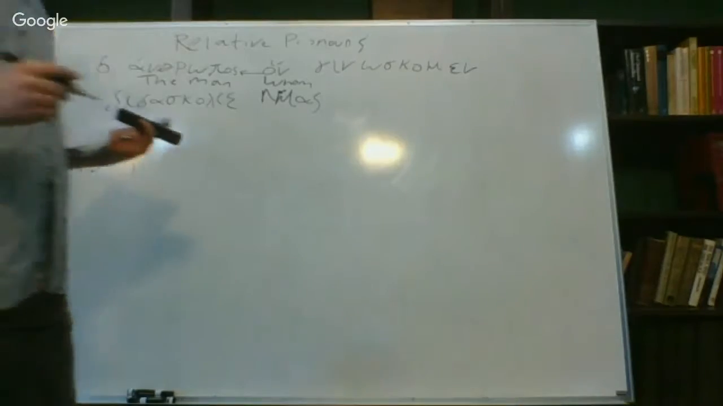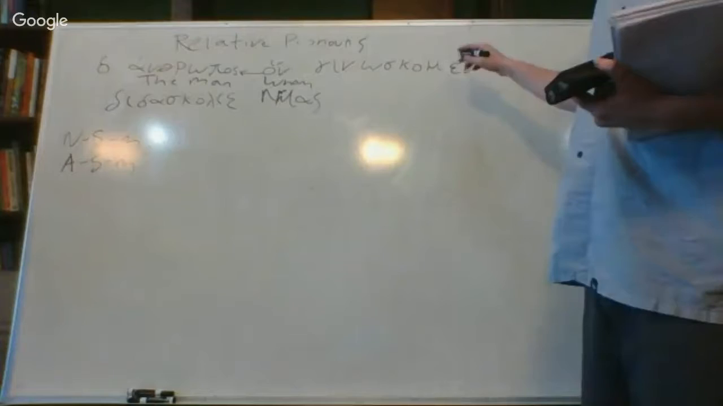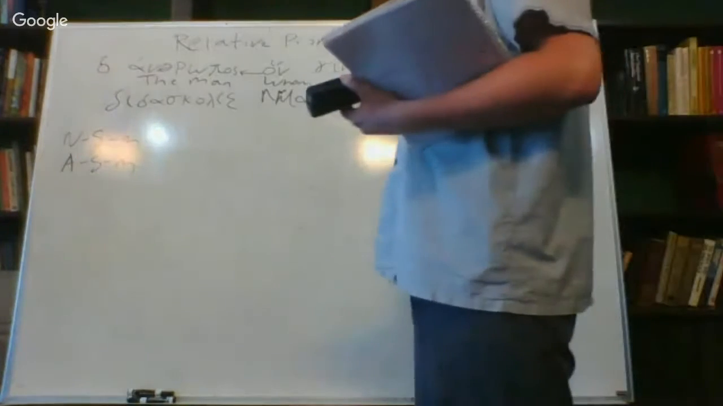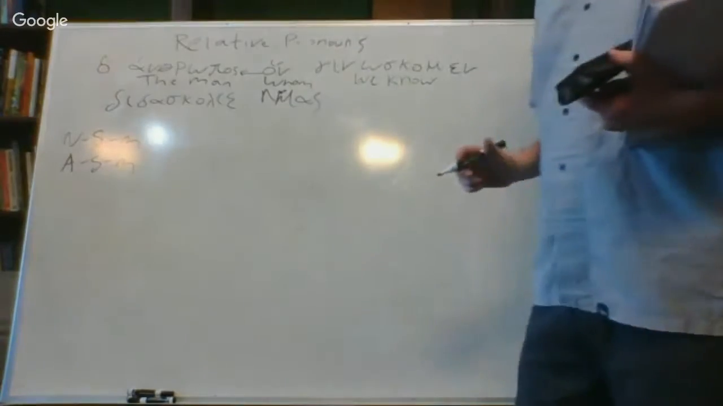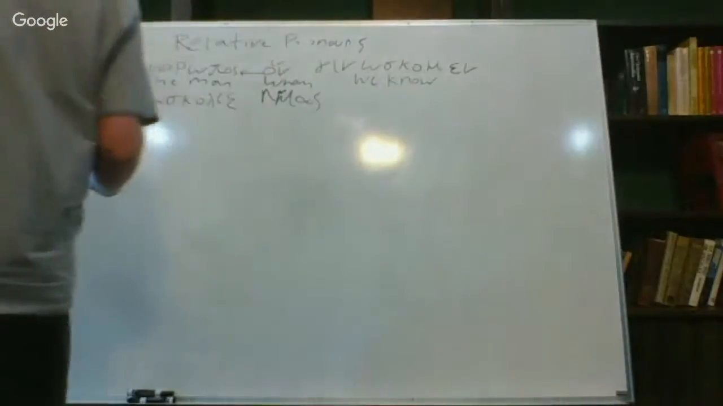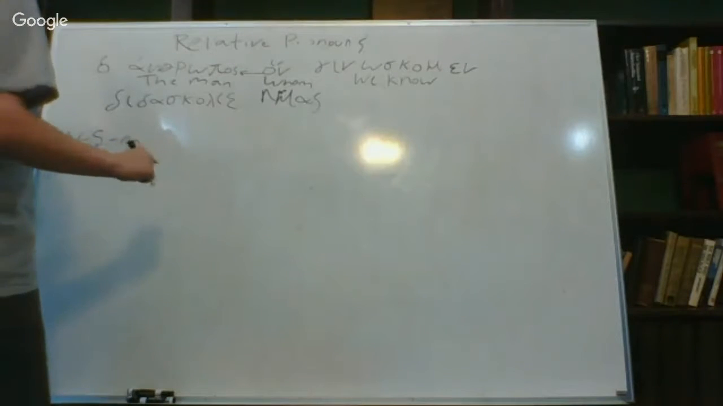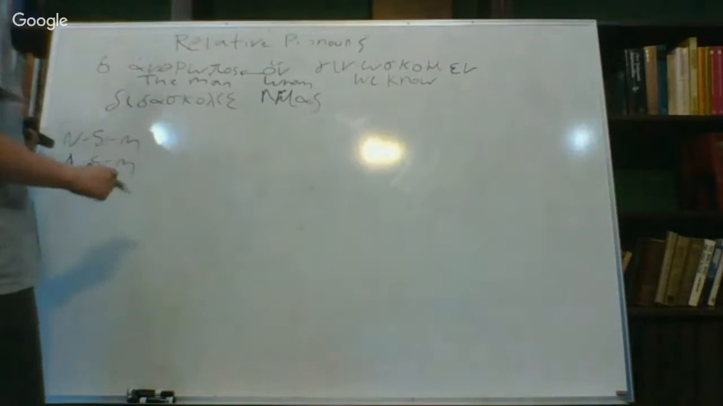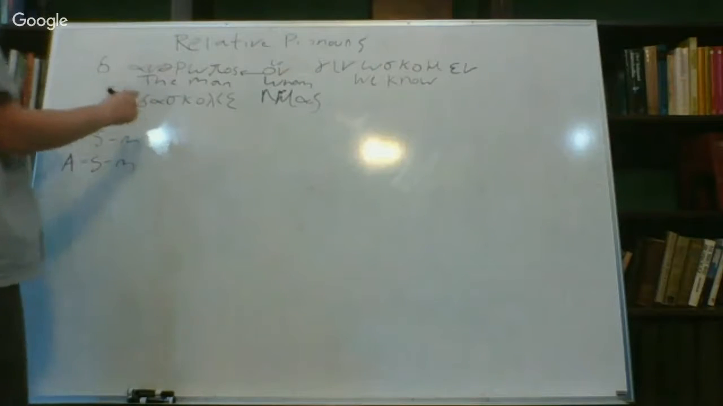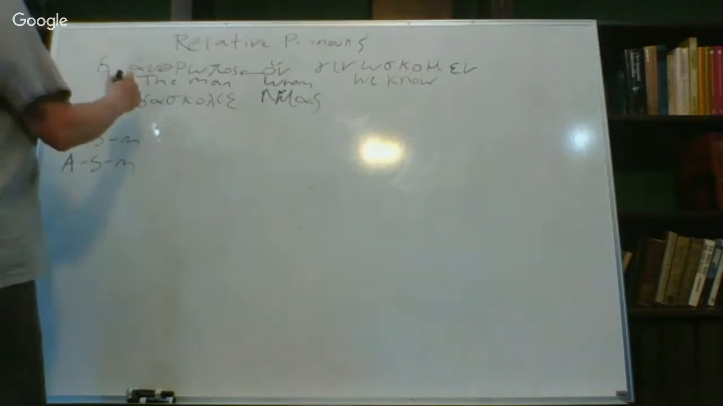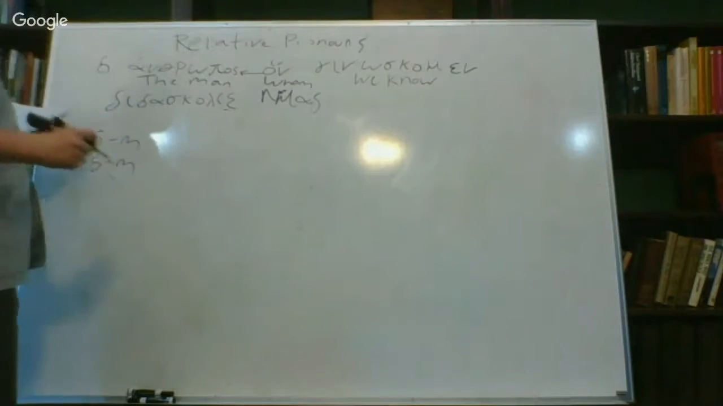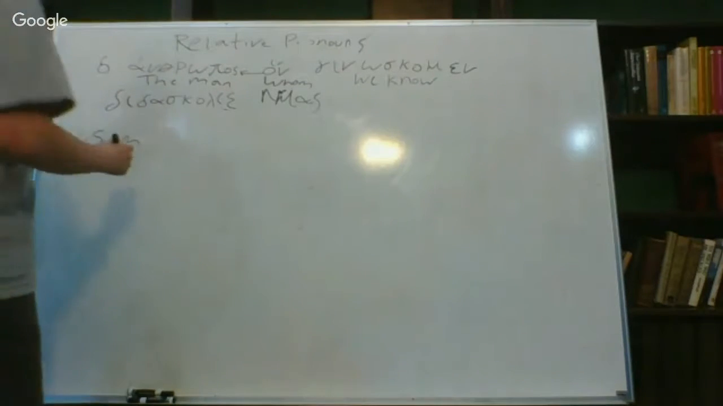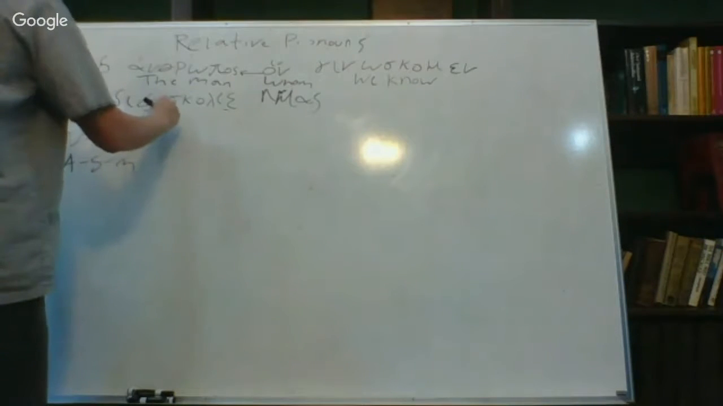ginōskomen, do you know this one? This is present active indicative, first person plural, from ginōskō, meaning we know. The man whom we know, didaskalos. You probably don't know this one, but this one is also present active indicative, third person singular from didaskō, meaning teaches.